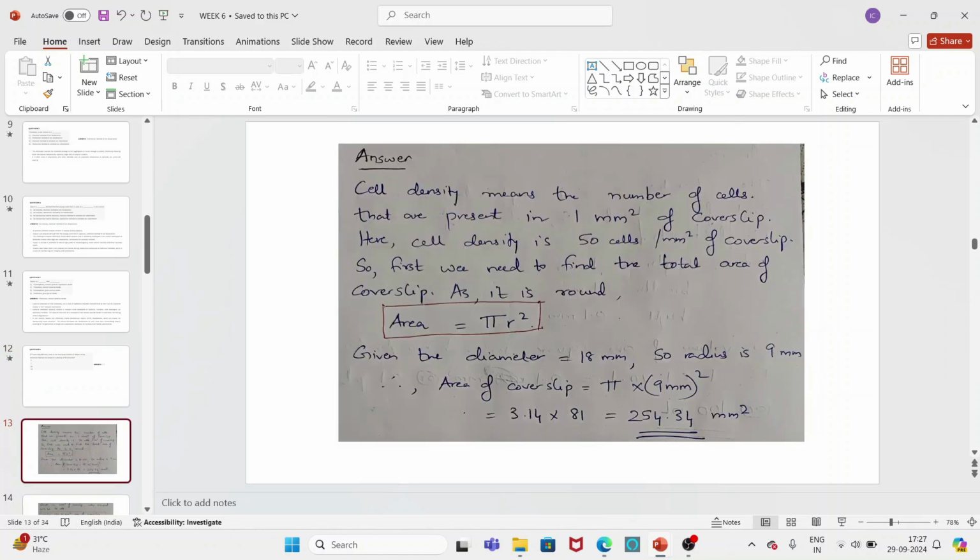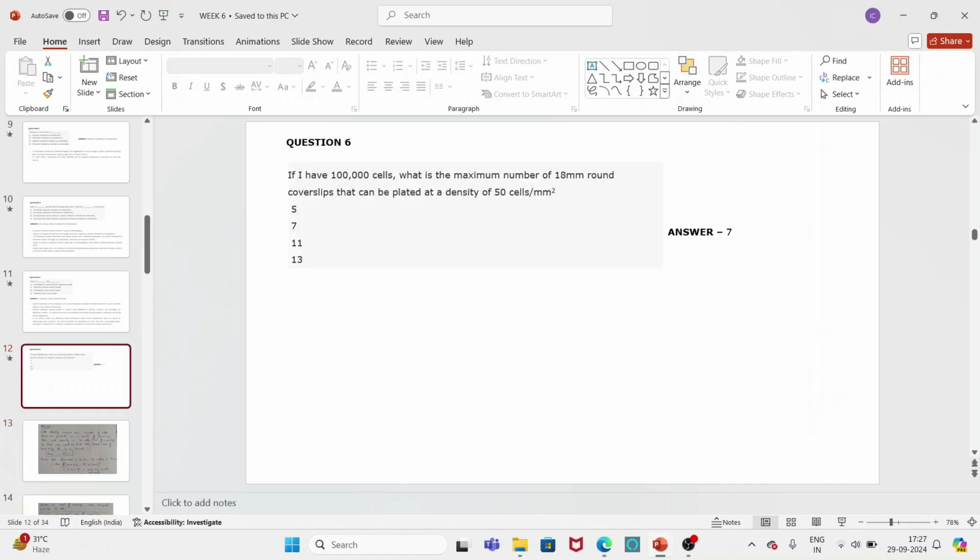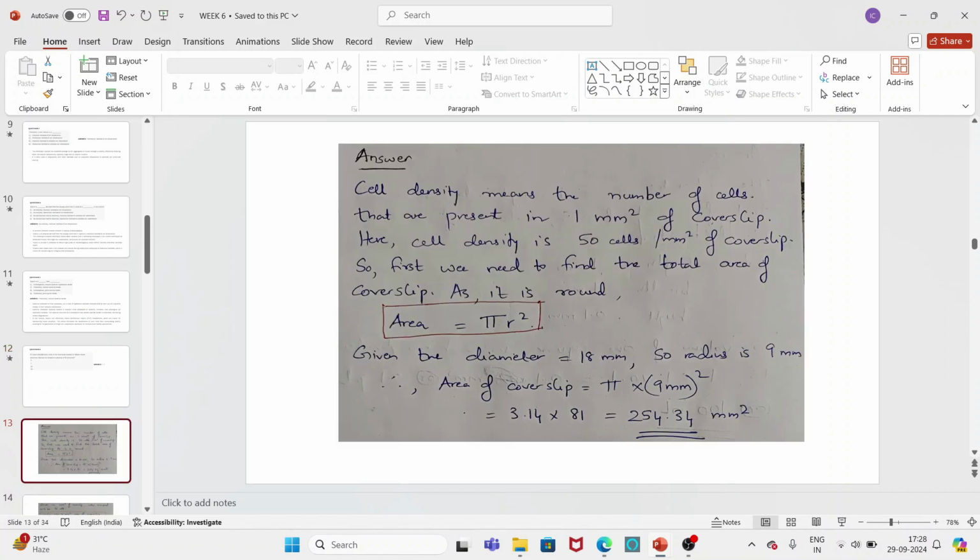Basically, if you look into the question, they have given how many cells are present within your suspension. Whenever you are preparing cells, you are provided with a suspension. They are saying that there are about 100,000 cells. What is the maximum number of 18 millimeter round cover slips that can be plated at a density of 50 cells per millimeter square? They are also providing the density that should be placed within that cover slip, and you can see that 18 millimeter indicates the diameter of the cover slip. So what does cell density mean?